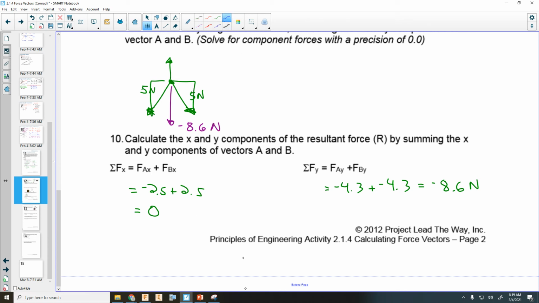So what's the force on the nail? What's the nail doing? Yeah, 8.6 pushing up. Right? Just 8.6 newtons. How much does the picture weigh? 8.6 newtons. Right? Okay, that one was kind of baby steps.